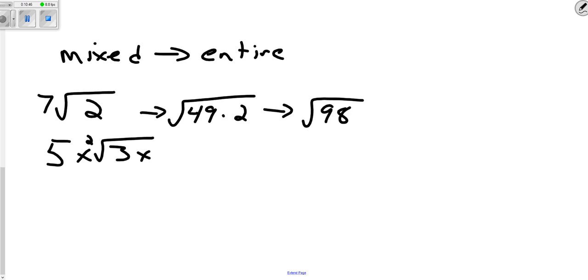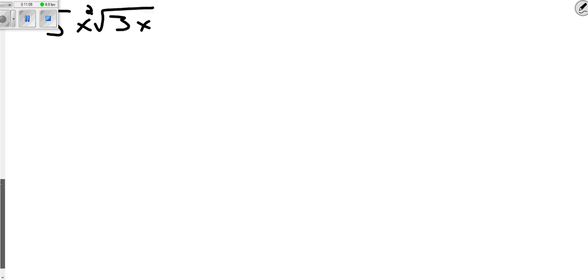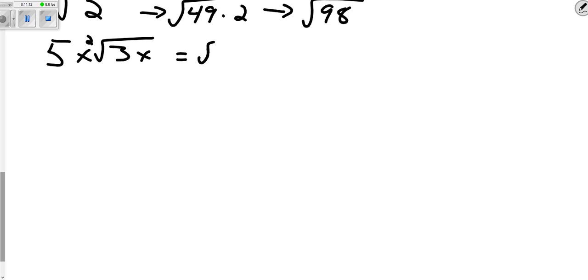5 x squared radical 3x. So you took the square root of these to bring them out of the radical. So you do the opposite and you square everything to bring it inside. Like we took 7 squared and made it 49. So you do the same thing here. If you want, write it out like this. Take what's outside the radical, put it in, and then square it times 3x. Does that kind of make sense?